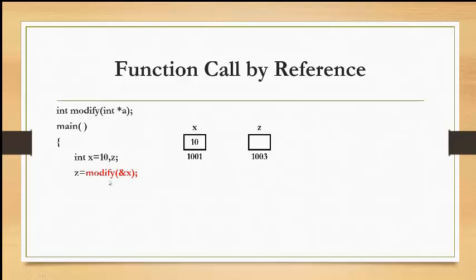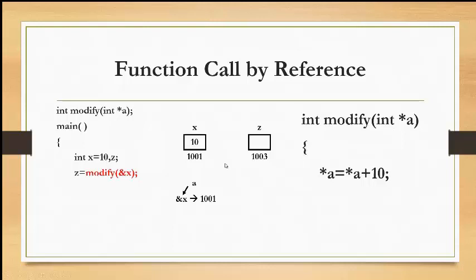As I told you, in call by reference, we have to pass the address of the argument. The argument that we are passing is x. So the address of the variable x is getting passed to the function call. Immediately the control passes to my function definition. In my function definition, I'm making use of a pointer variable a. So a is going to retrieve the address of x, that is 1001.